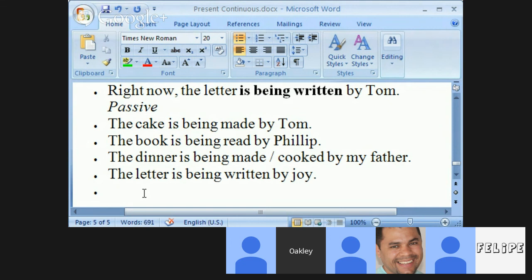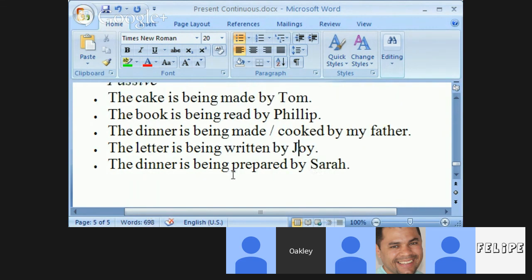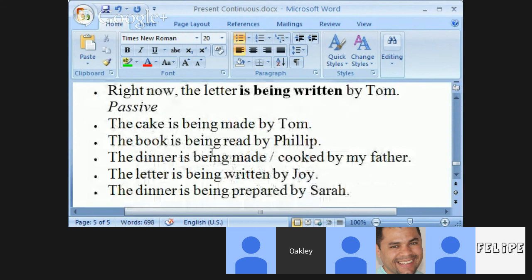Clever, you want to try this? The dinner is being prepared by Sarah. Okay. Fine. Okay. Sarah, whoops, Sarah with a capital. Sorry. Okay. Great. That's pretty basic there. You guys got some basic sentences. That's the idea. All right.